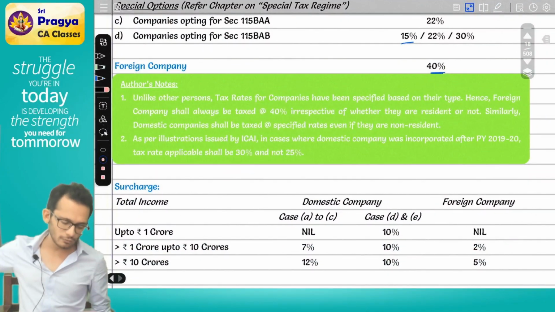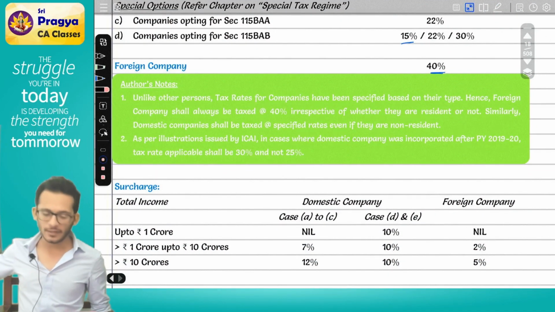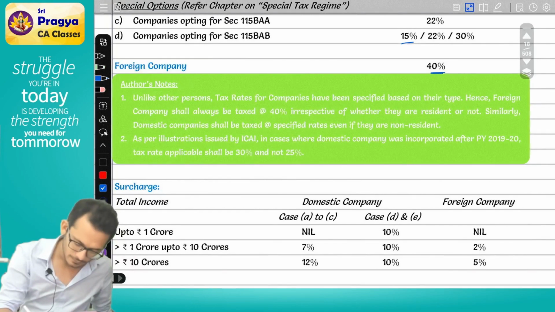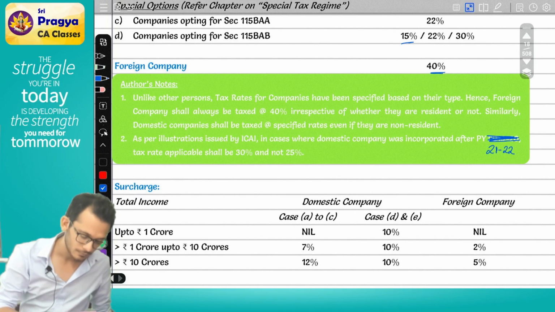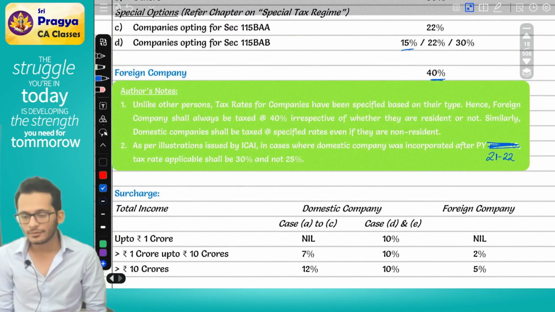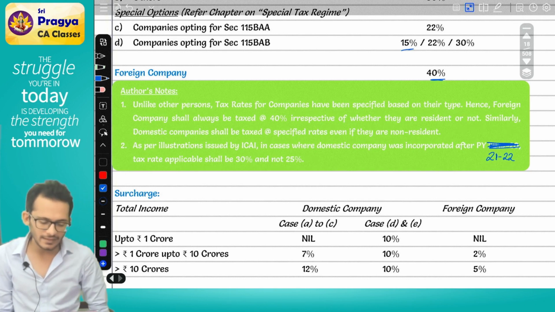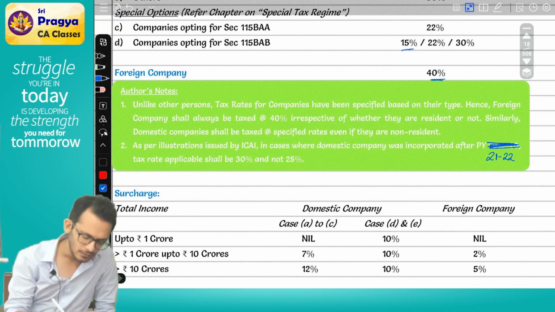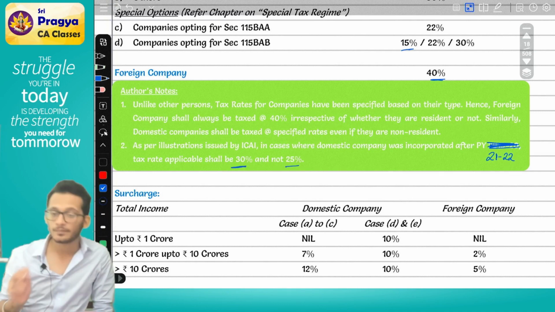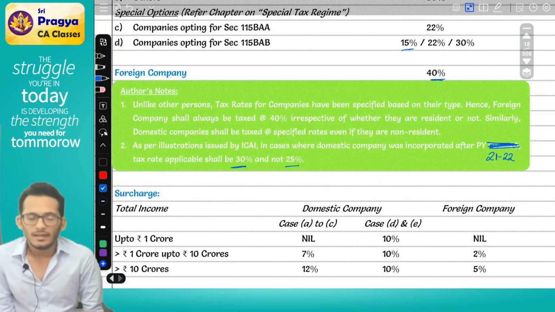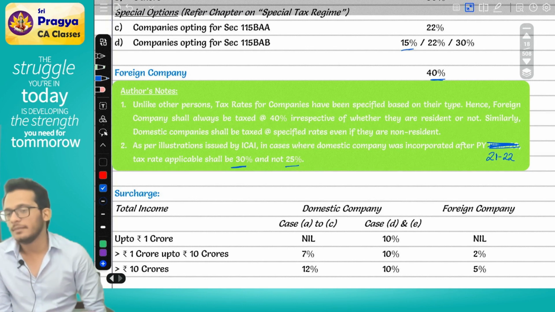As per illustrations issued by ICAI, in case where the domestic company was incorporated after, please change this, this is not 19-20, this is 21-22. Please change that. It is after previous year 21-22. So as per the illustrations issued by ICAI, in case where the domestic company was incorporated after previous year 21-22, the tax rate shall be 30% and not 25%. Yes, this has not been tested ever in the exam, as far as I know.